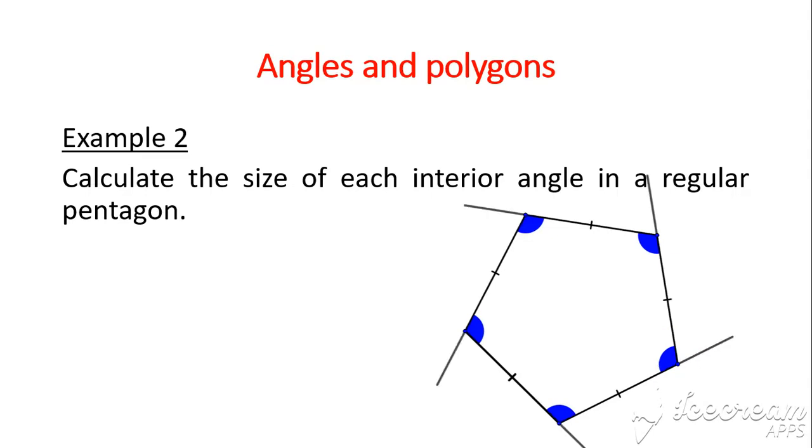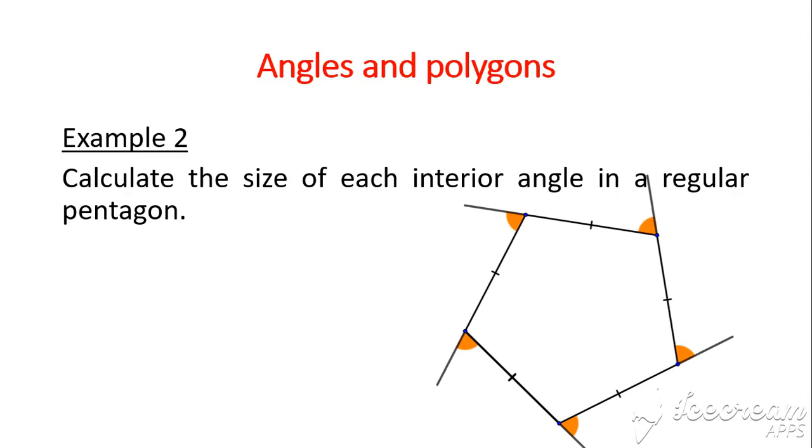So I've extended these lines here, and I'm going to add in these angles. These angles we have spoken about before are called exterior angles. If we extend the line of the polygon out, and we keep extending all the lines out, we can draw in what we call the exterior angles.